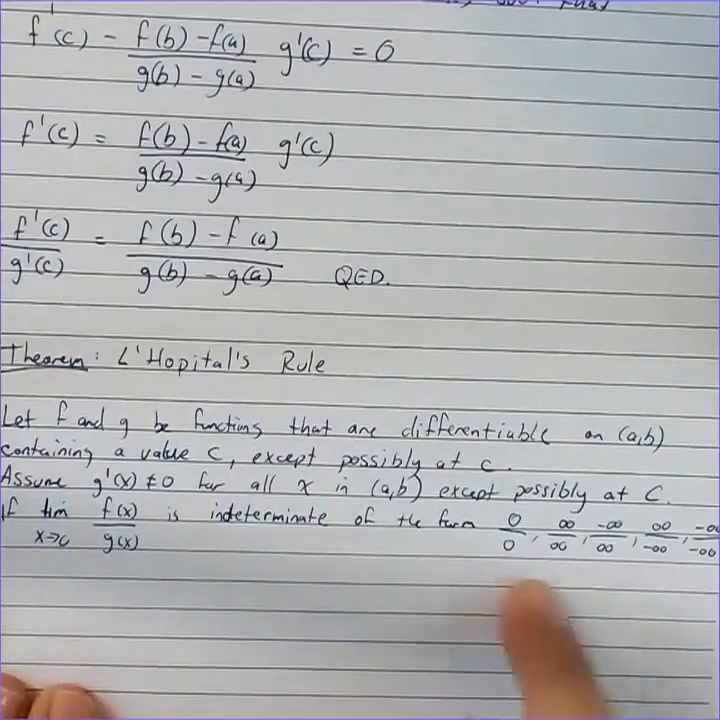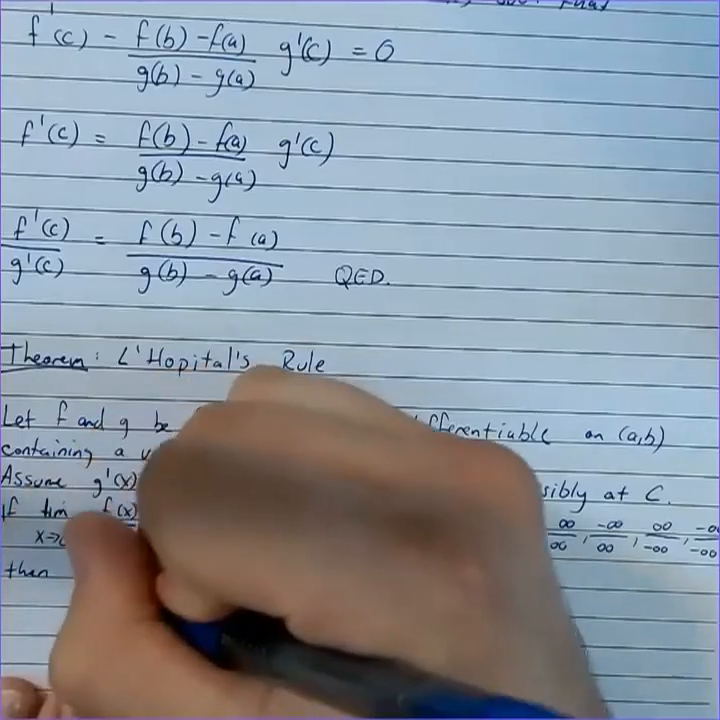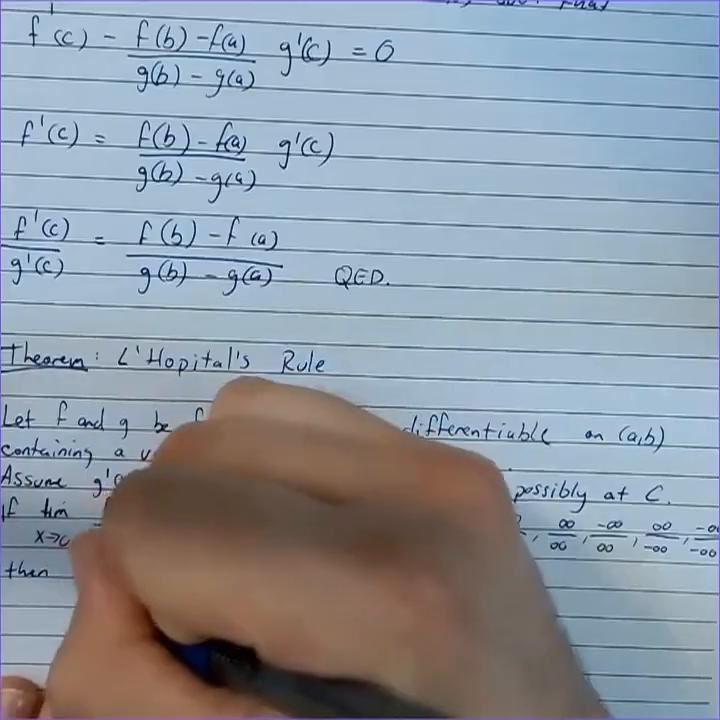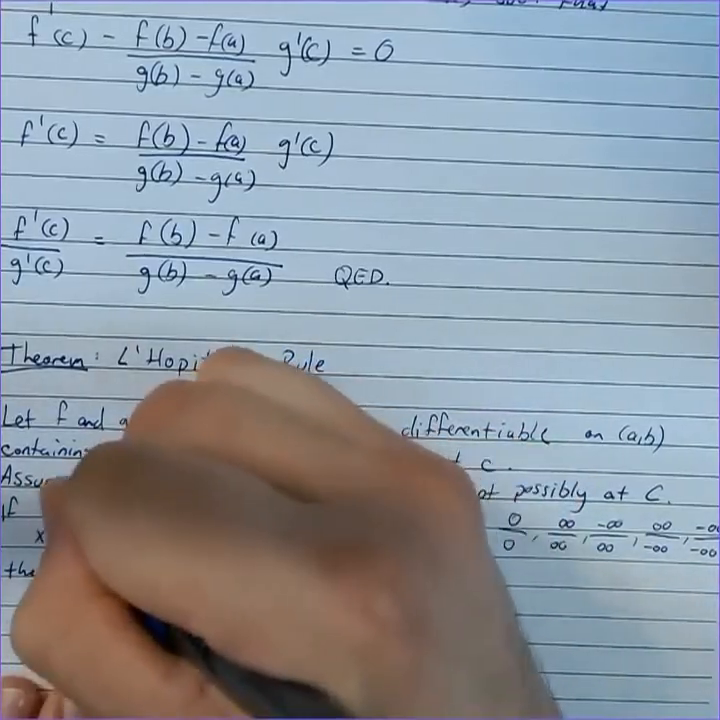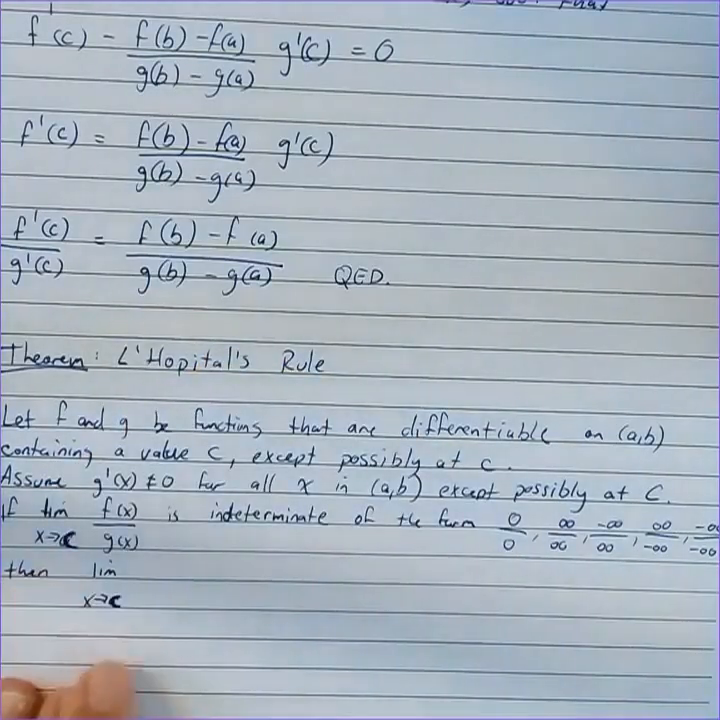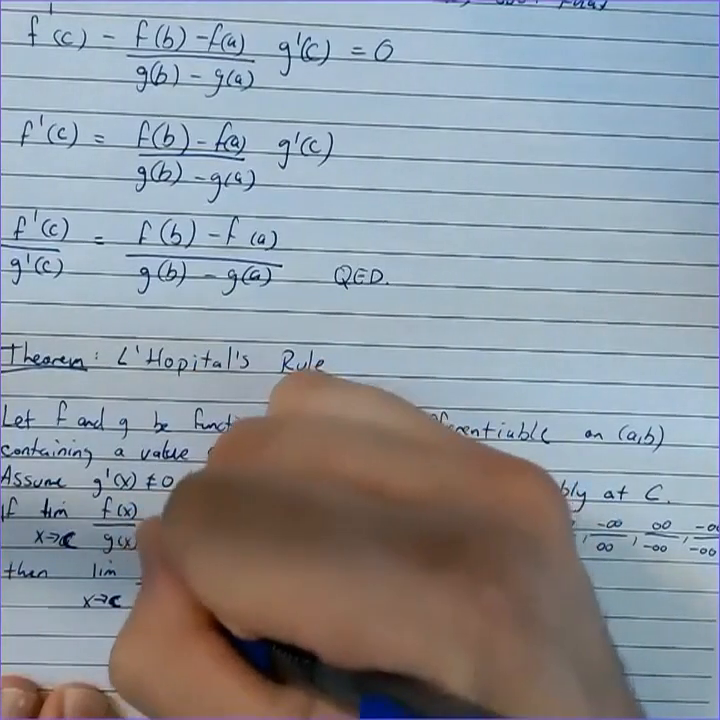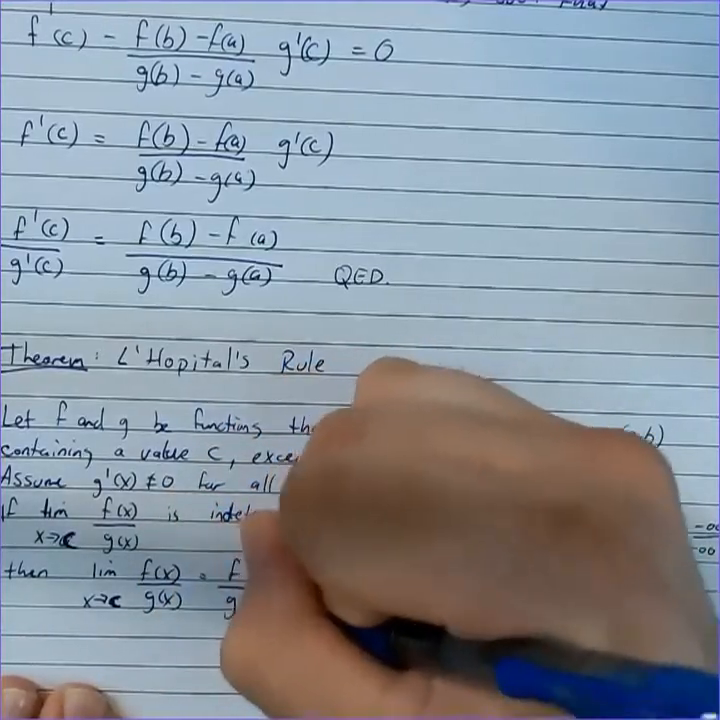If this limit is any of those indeterminate forms, then the limit as x approaches c. That should be the c right there, that same c that we had up in the conditions of the problem. The limit as x approaches c of f of x over g of x is equal to f prime of x over g prime of x.